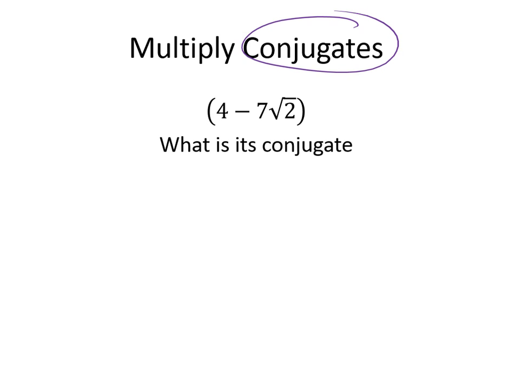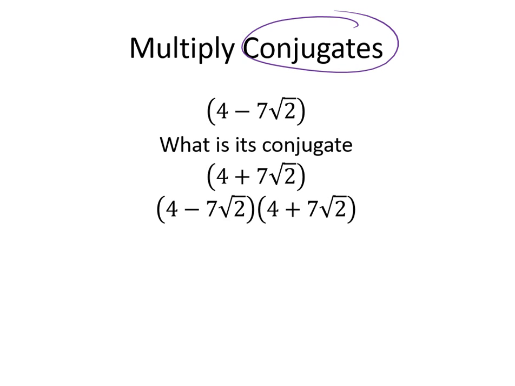Now we kind of dealt with this a little bit when we were dealing with complex numbers and imaginary numbers, getting rid of i's in the denominator. We can do this with radicals as well. What your conjugate is, it's the exact same numbers, it's just the signs changed. So as you see, it's 4 minus 7 root 2. The conjugate of that would be 4 plus 7 root 2. The big thing here is the sign changes. Everything else stays the same.